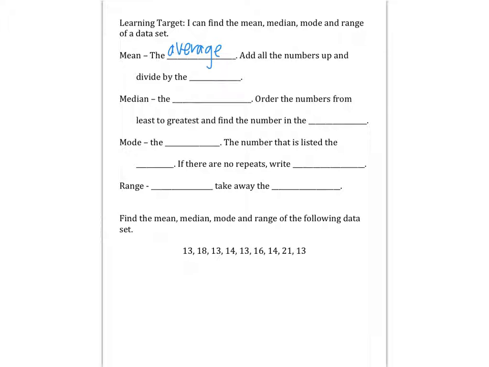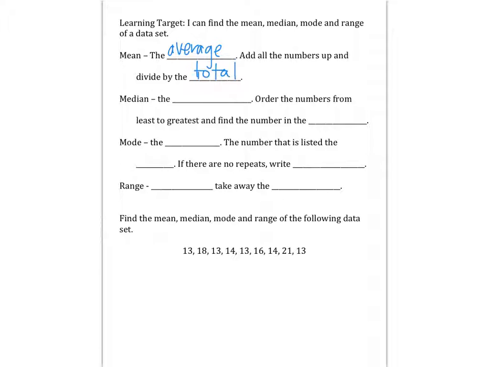So to find the average, we simply add all of the numbers up and divide by the total. So again, if we had four numbers, we'd add all the four numbers together and divide by 4 because there are four numbers or four items that we are adding together.